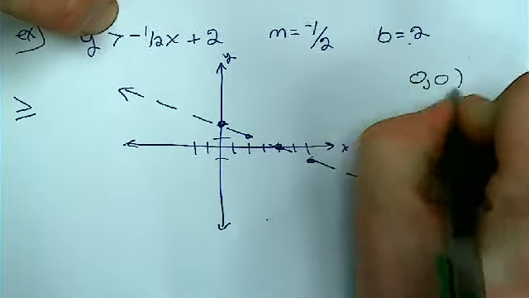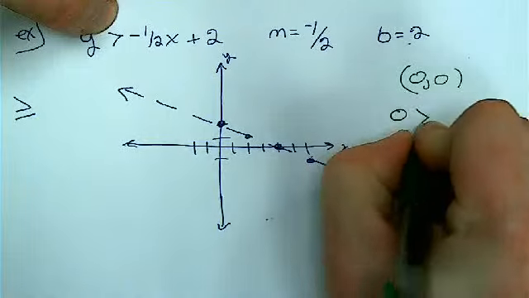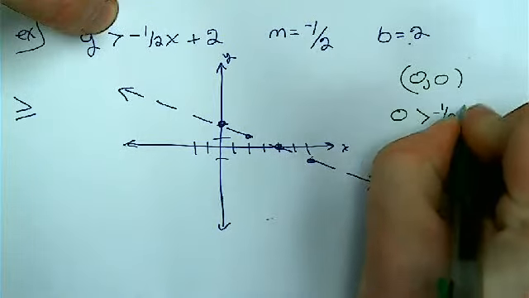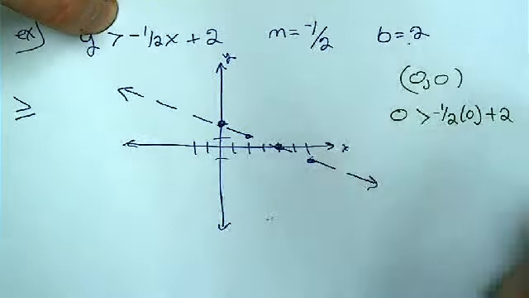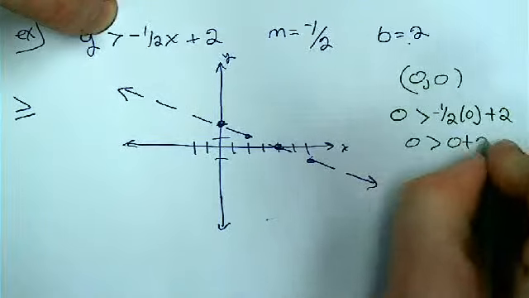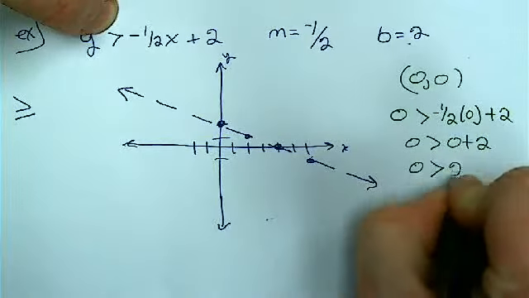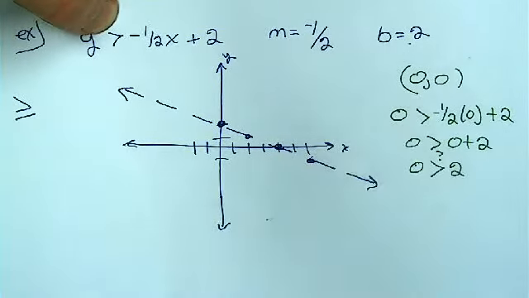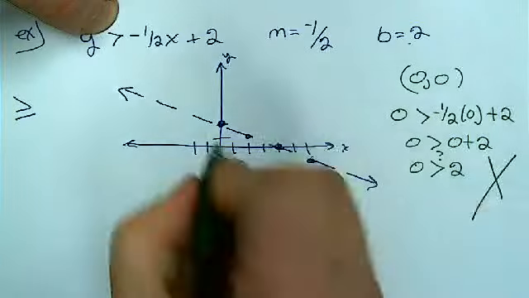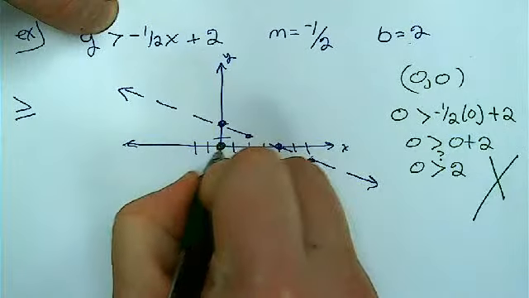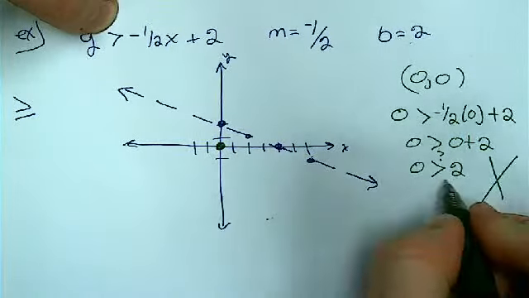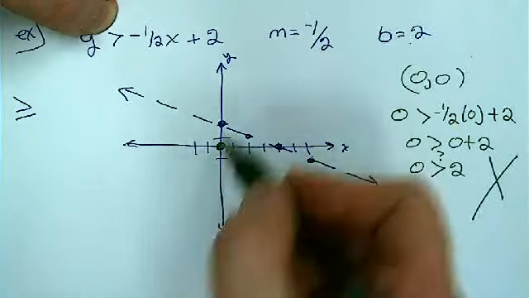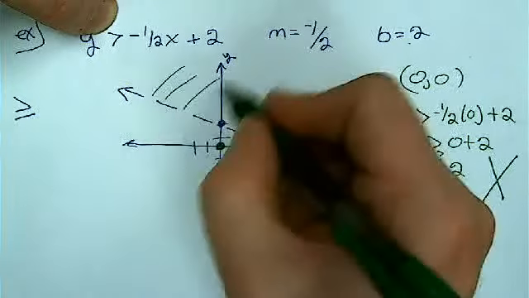So let's test 0, 0. Is 0 greater than negative half times 0 plus 2? Is 0 greater than 0 plus 2? Is 0 greater than 2? No. So if that's 0, 0, and it's not a solution, I must not shade this side. I must shade the other side.